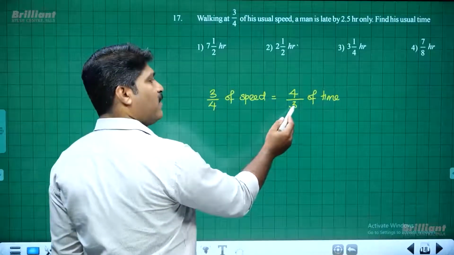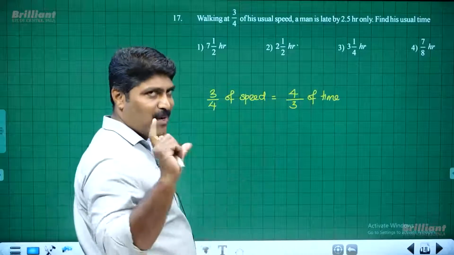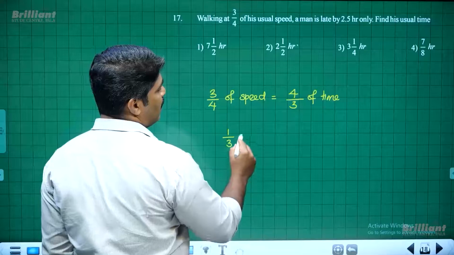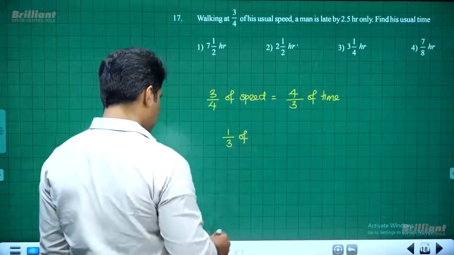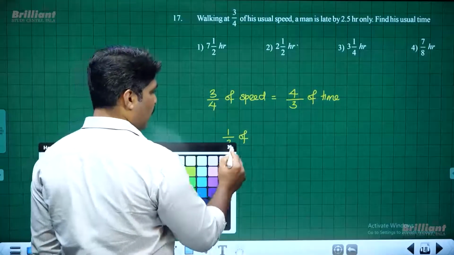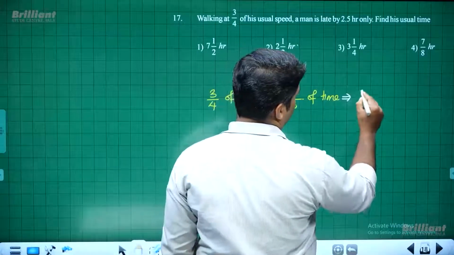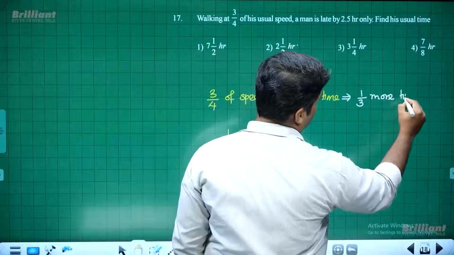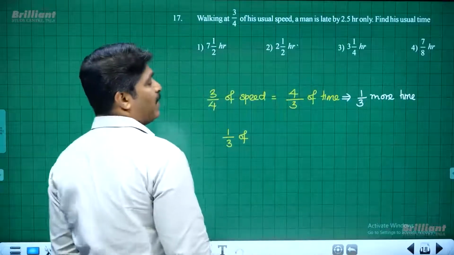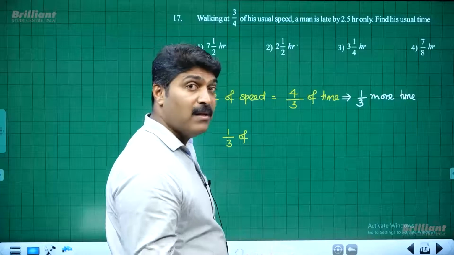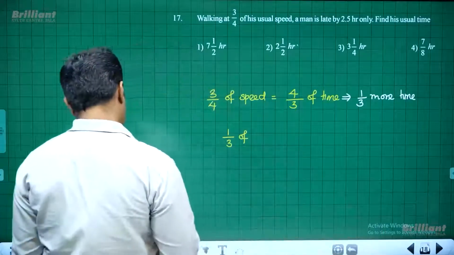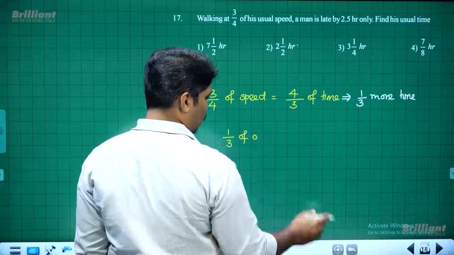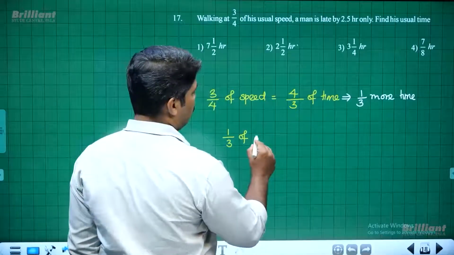So initial time that was 3, now it is 4 units. Therefore 1/3 more, like that we just consider. So therefore 1/3 more time required. So 1/3 more time in the sense 1/3 of the initial time required. So therefore here we just consider 1/3 of usual time.